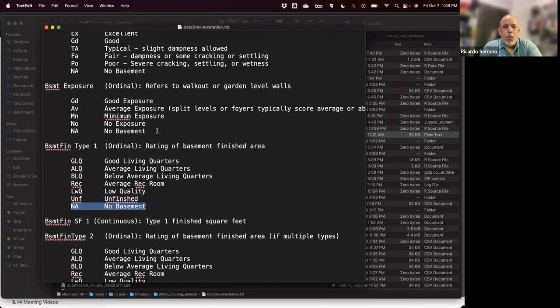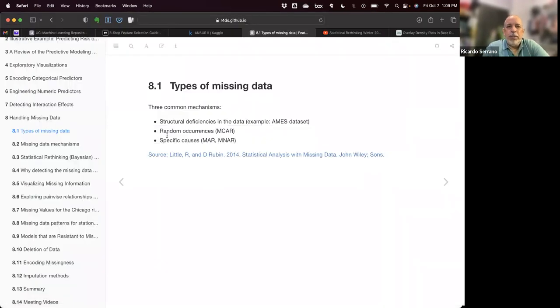And it gives you some information about it, okay? So one of the things that you should always do to check your missing data definition is go to the source, okay? Research the collection of that data set and see if it has a data dictionary. If it has it, then probably it will mention why that value is missing. Okay, so that's the first thing.